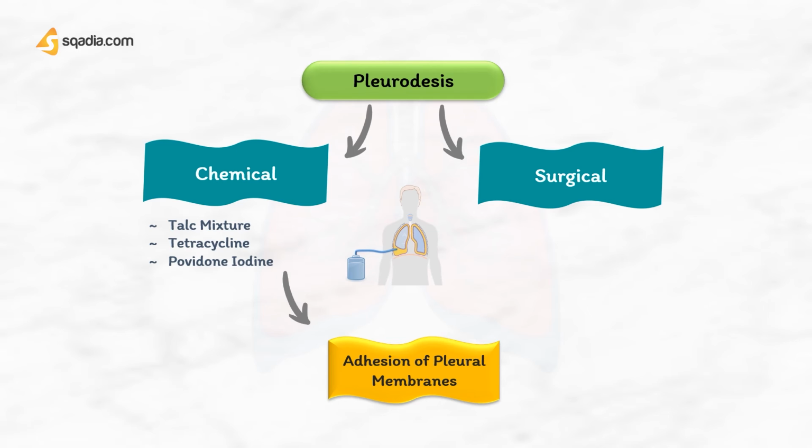While in surgical pleurodesis, effusions are drained and then pleural membranes are irritated mechanically through thoracotomy or thoracoscopy. Do you know the difference between the two? Well, let me tell you. Thoracotomy is a surgery that makes an incision to get access to the chest, while thoracoscopy is a minimally invasive procedure to visualize the pleura.